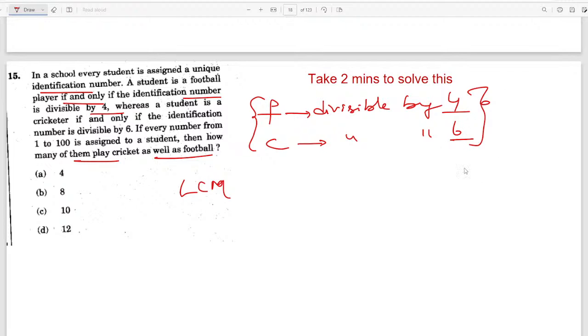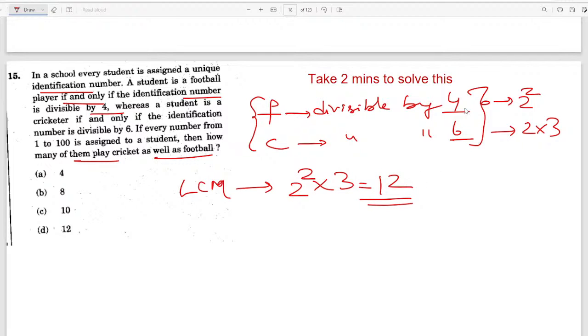4 can be written as 2 squared, and 6 can be written as 2 into 3. The LCM would be 2 squared into 3, which is 4 into 3, 12. So 12 is divisible by 4 and by 6, and any multiple of 12 is also divisible by 4 and by 6. So whoever has an identification number that is a multiple of 12 will be both a footballer and a cricketer.